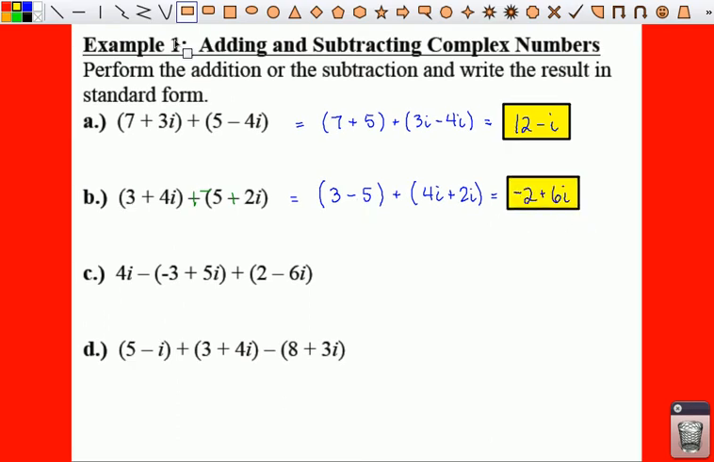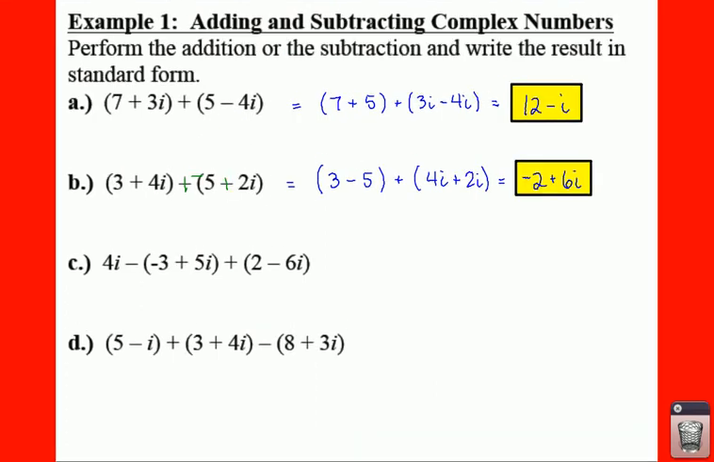So see if you can find the answers for C and D, and just let me know your answers.